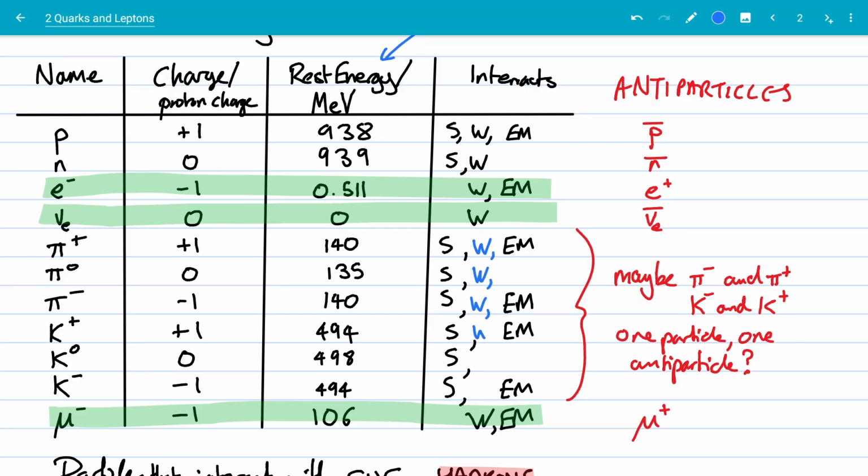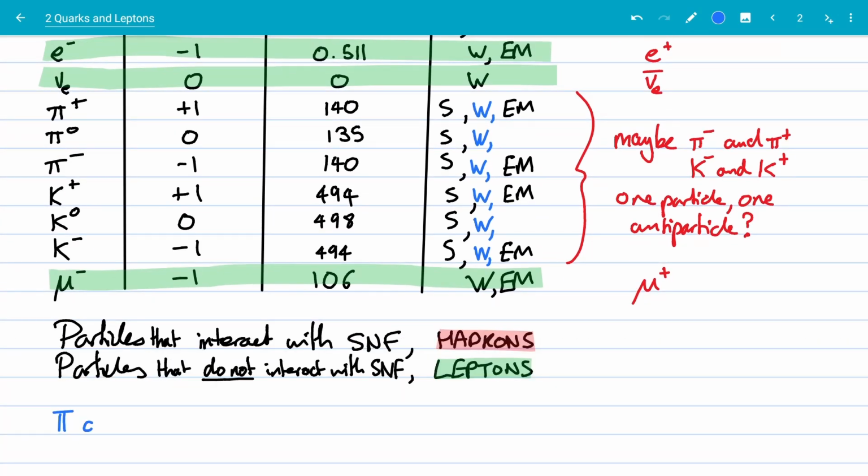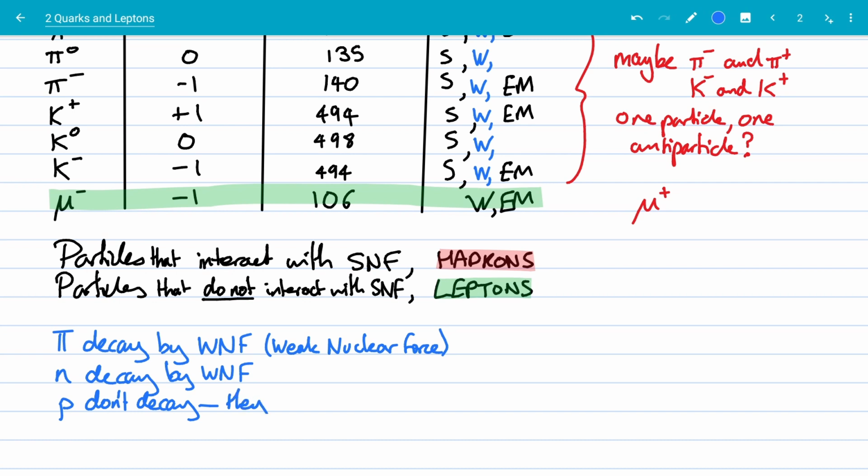That was discovered. And the weak nuclear force actually decays these particles. So pions, pi particles, decay by the weak nuclear force. You might want to actually write what these abbreviations are, otherwise you're going to get lost. Nuclear force. Neutrons also decay by the weak nuclear force, but protons don't decay. They are stable. So what's going on there?